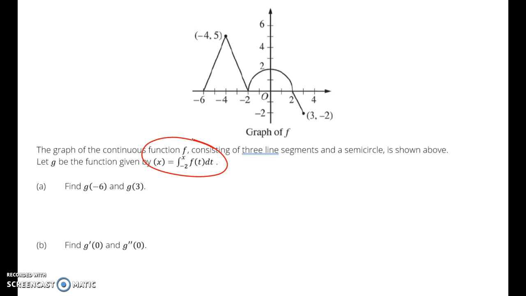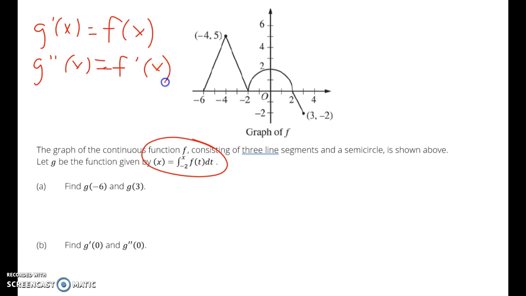That's hugely helpful because just based on that, I can draw conclusions about g prime and about g double prime. Based on what we talked about the other day, forgive my bad handwriting, g prime of x using the second fundamental theorem of calculus will equal f of x, and g double prime of x based on that relationship I can now claim is f prime. That's going to be very helpful for parts of this problem. But let's dig into part A and see what we need to think about for this.